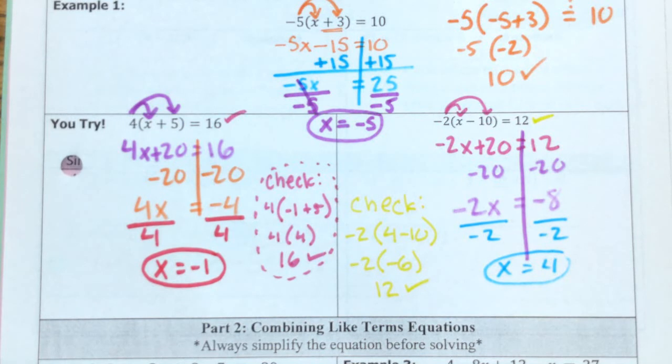Volunteer to tell me what you got for number 1. Negative 1. Good, Wilson. X equals negative 1. So far. Someone raise your hand and tell me what you got for number 2. Naveen. X equals 4. Is there anyone who has any questions on these two problems?